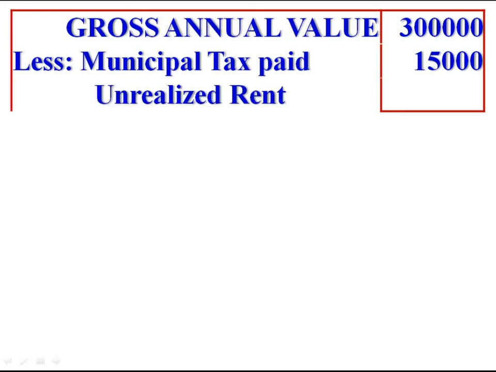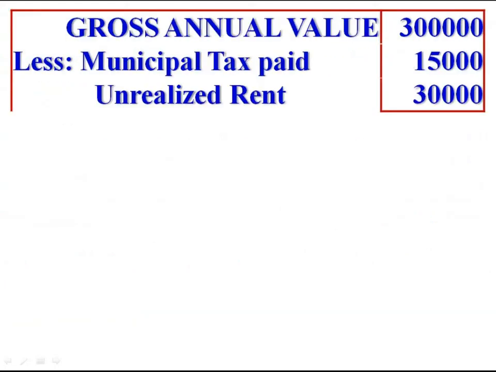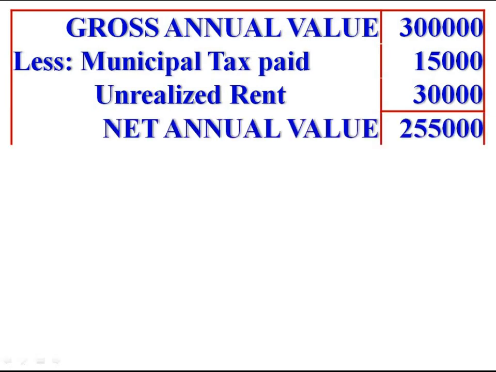Then unrealized rent. In this problem we are given there is unrealized rent. All conditions under rule 4 are satisfied. Rupees 30,000. Deduct unrealized rent rupees 30,000. From gross annual value deduct municipal tax paid and unrealized rent. We get rupees 2,55,000. It is the net annual value.